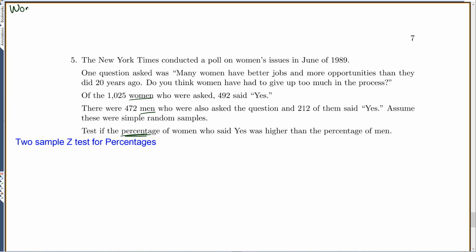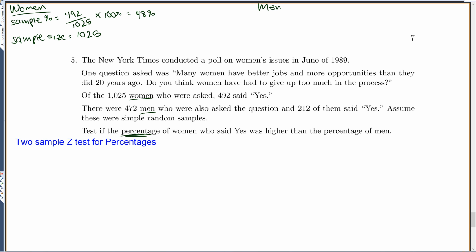So I'm going to do women first. And I need to know my sample percentage. They didn't give me percentages, so I'll have to calculate it. So they said there were 492 out of 1,025 women. And so you divide that and then times it by 100% to make it a percentage. So I do 492 divided by 1,025 and times by 100%. Gives me 48%. And my sample size equals 1,025.